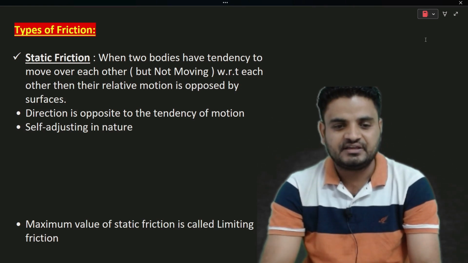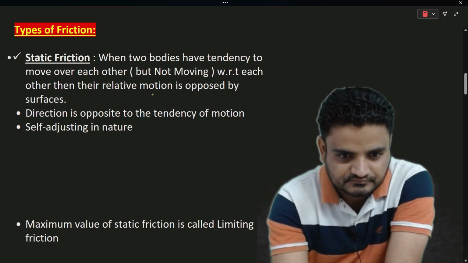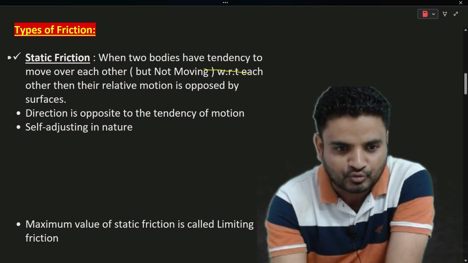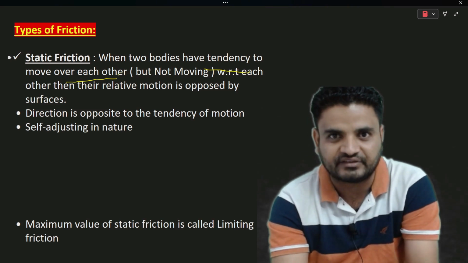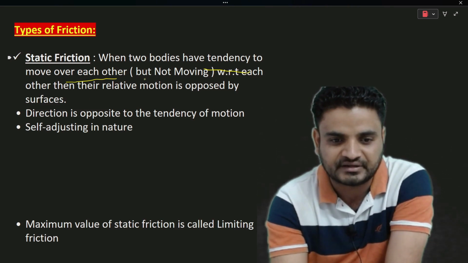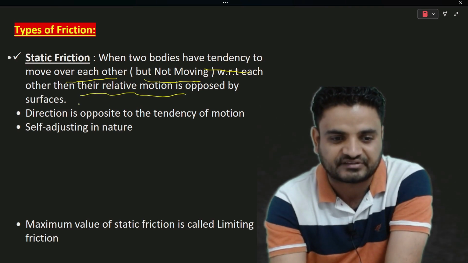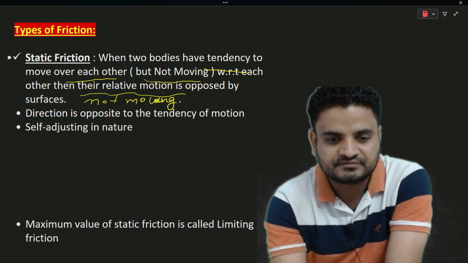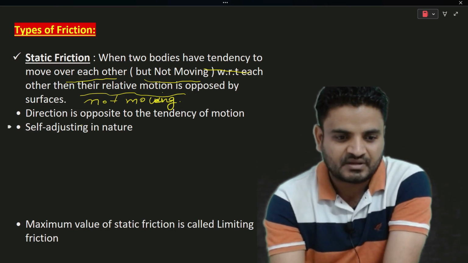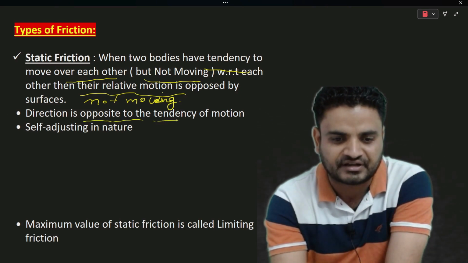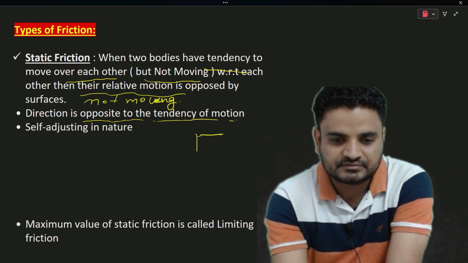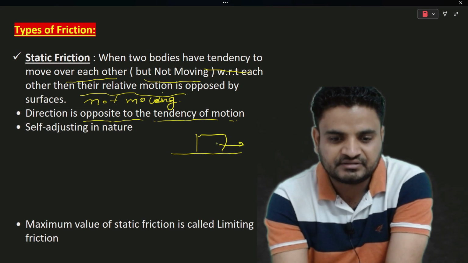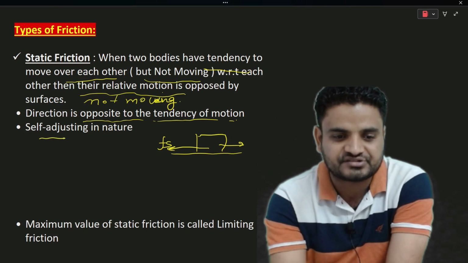What is static friction? When two bodies have a tendency to move over each other but are not moving, there is a tendency to move but not moving with respect to each other. Then their relative motion is opposed by the surfaces. Not moving, but there is a tendency of motion. The direction is opposite to the tendency of motion. Static friction is also called self-adjusting in nature.